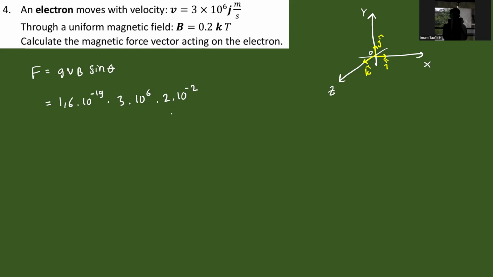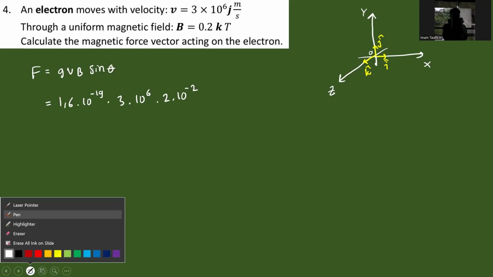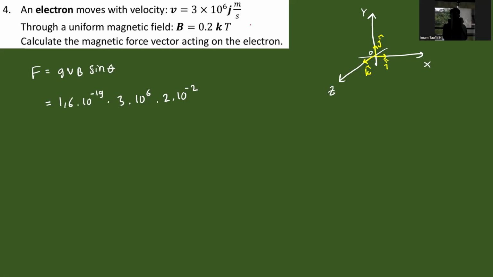for sine theta, we know that the direction of V is j hat, which means upward. And k hat is outward.